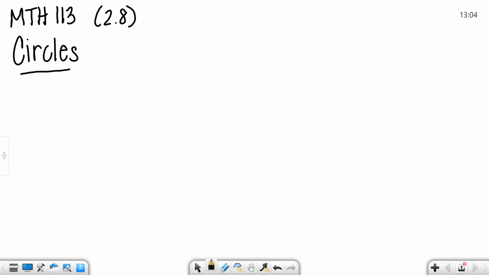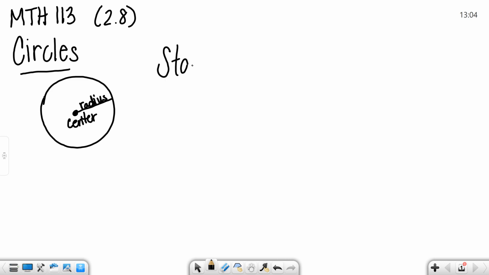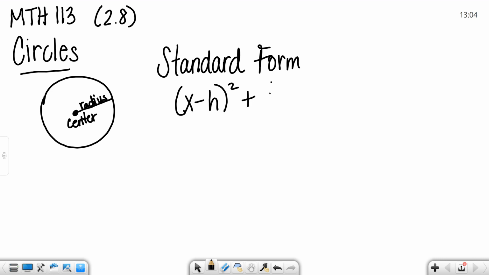All right, circles. I think we all know what a circle is. It would be a set of points that are equidistant from a center point. So every circle has a center and a radius. And we talk about our circles using formulas. So the standard form of a circle would be explained using this formula.